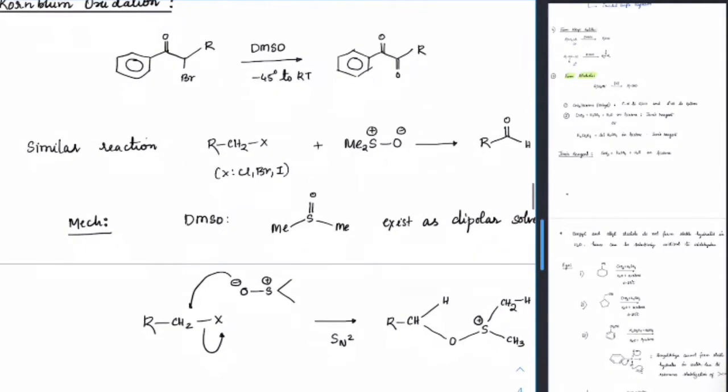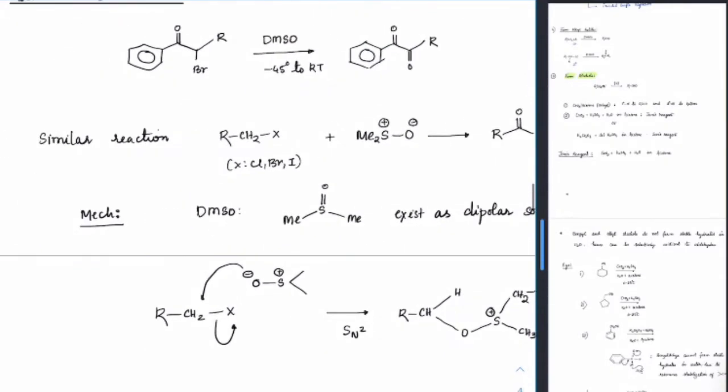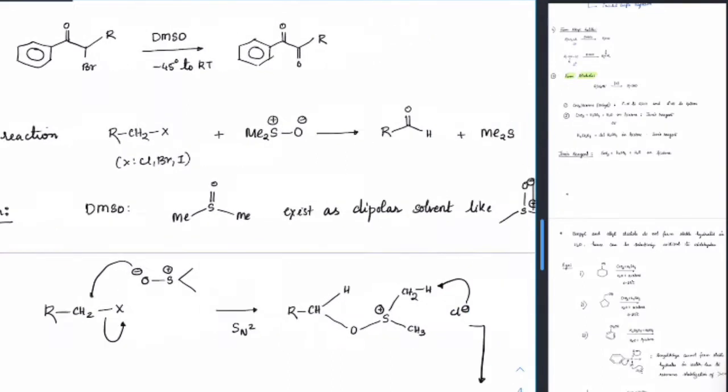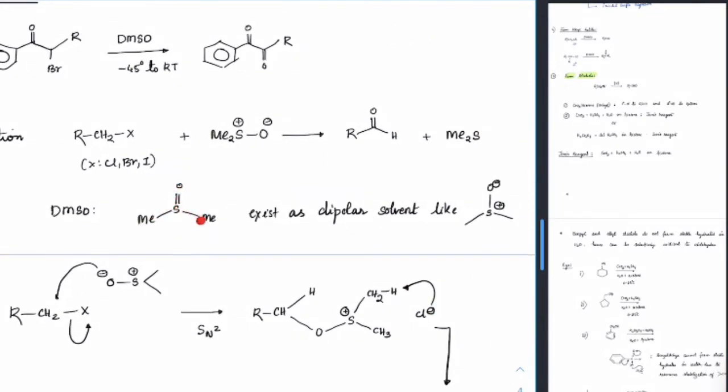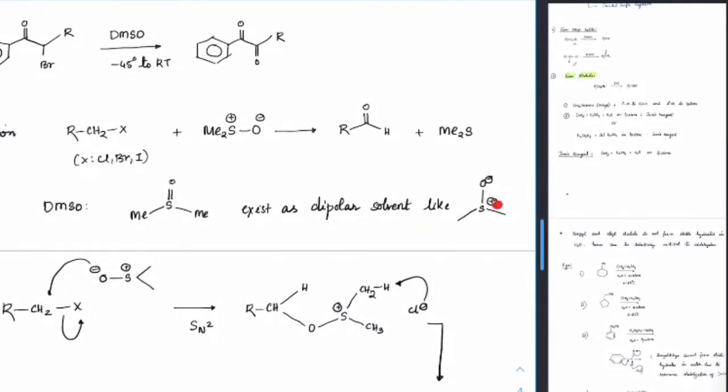Again, these names are not important for you, just check out how the mechanism is done. Whenever we consider DMSO, it exists like a dipolar solvent, which means sulfur has a positive charge and oxygen has a negative charge. Always imagine it that way, because it will give sufficient solvation to cations. The overall reaction is this: if you take any primary alkyl halide and react that with DMSO, we will get an aldehyde and Me2S.